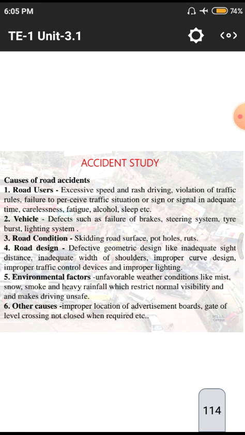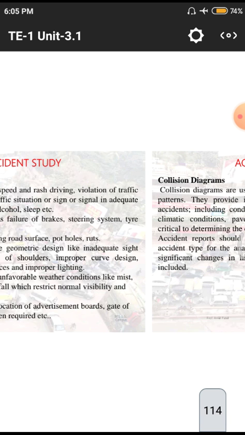Next one is grade level crossings. As we observed previously, whenever there is an intersection of roadways and railways, or roadways with waterways, we have to use level crossings, and improper maintenance of these level crossings also leads to accidents. All those are the causes of road accidents.